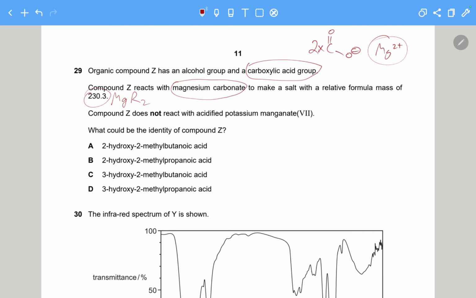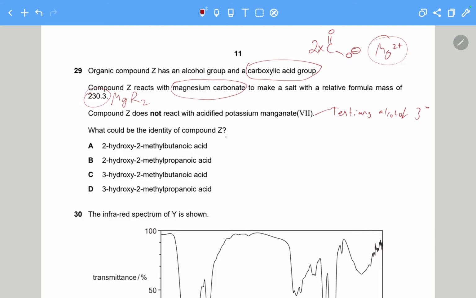And compound Z does not react with acidified potassium manganate, which means that the alcohol does not oxidize, and the alcohol will only not oxidize if it's a tertiary alcohol, 3-degree alcohol. So we know it has a tertiary alcohol group, we know it has a carboxylic acid group, and we know that when the carboxylic acid reacts with magnesium carbonate, an MgR2 type salt is formed with a mass of 230.3. So with all of this information in hand, let's look at the options to identify Z.